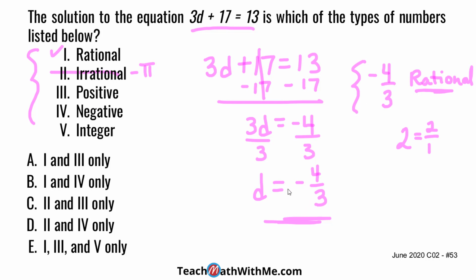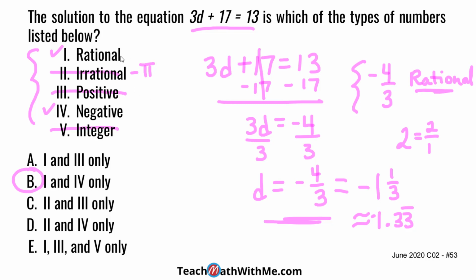Now the next two choices are positive and negative. We have negative 4/3, so it is a negative number, not positive. And integer, what does that mean? An integer is a number that does not have a fractional or decimal part. We can rewrite negative 4/3 as negative 1 1/3, which is about negative 1.3333 in decimal form, with the 3's repeating. So that is not an integer. With an integer, there would be no decimal point. So it's not an integer either. It looks like we're just rational and negative, and that's going to be answer choice B.